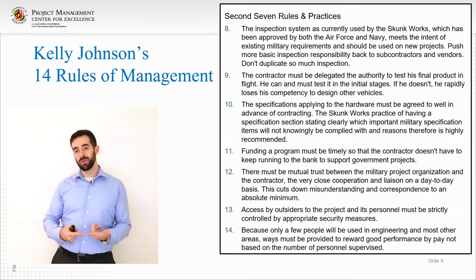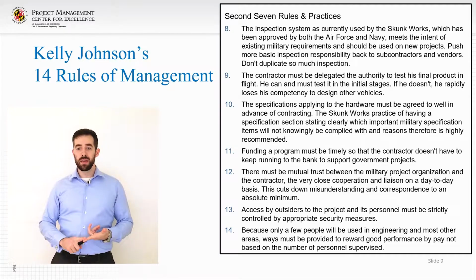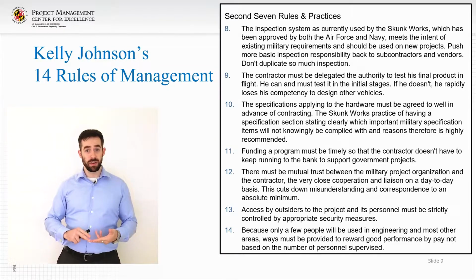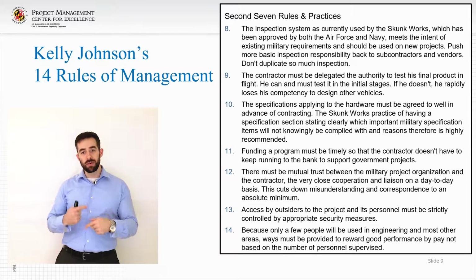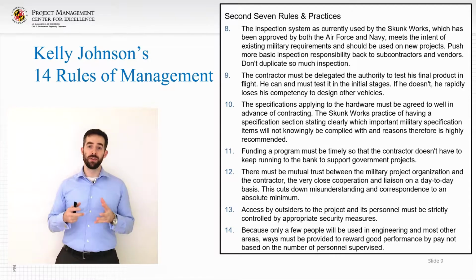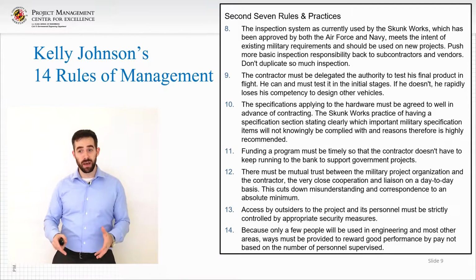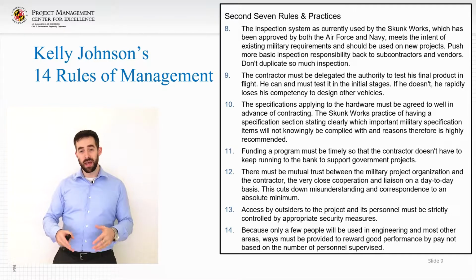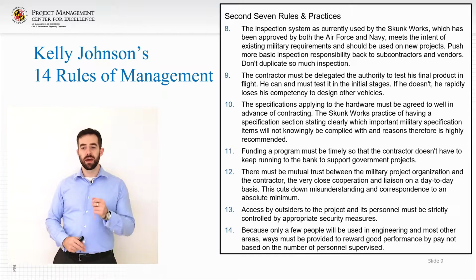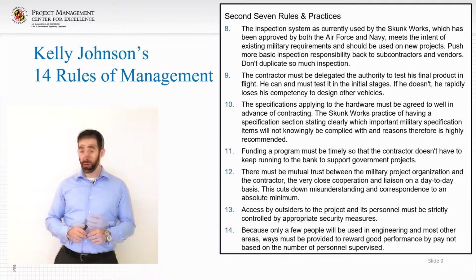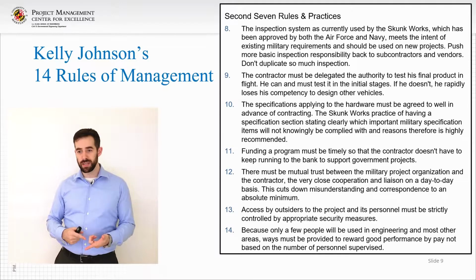The next 7 rules talk about inspections, that there shouldn't be duplicate inspections, that the vendor should be able to close their own work, but that this process of closing work on the development of a new plane or part of the plane actually had to be approved by the Air Force and the Navy. What that means is they had a definition of done, and once that definition of done and the understanding of the intent was clearly met, closed. The contractor then must be delegated the authority to test their own product. That's the idea of continuous integration.